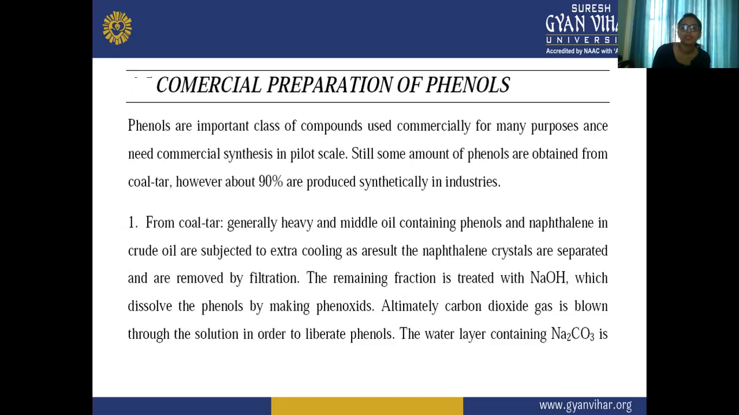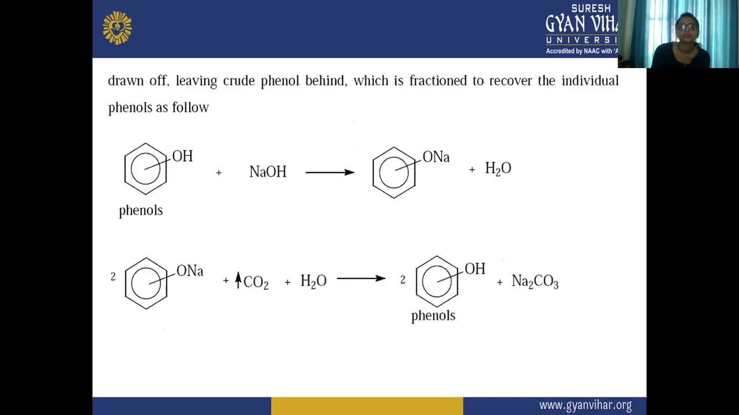Generally, heavy and middle oil containing phenols and naphthalene in crude oil are subjected to extra cooling. As a result, the naphthalene crystals are separated and removed by filtration, and the remaining fraction is treated with NaOH, which dissolves the phenol by making phenoxide. Ultimately, carbon dioxide gas is blown through the solution in order to liberate phenol. The water layer containing Na2CO3 is drawn off, leaving crude phenol behind, which is fractionated to recover the individual phenols.